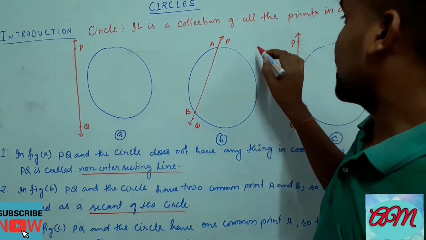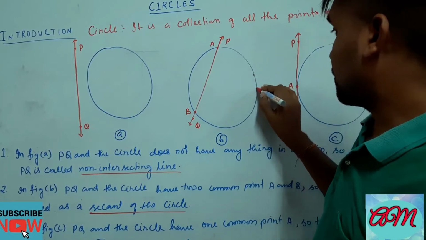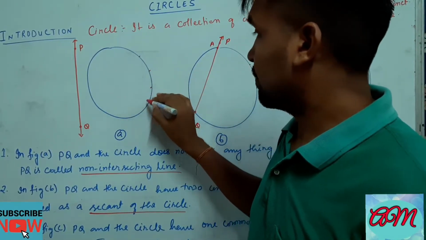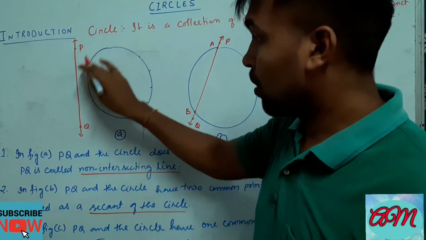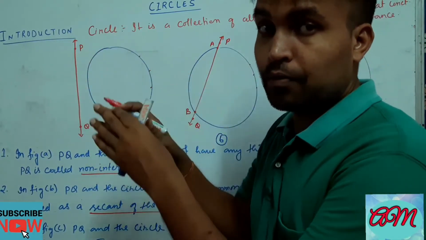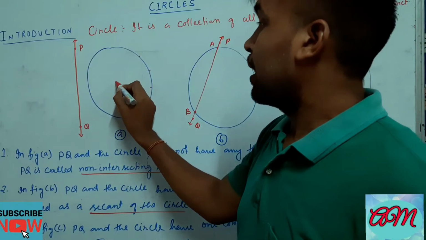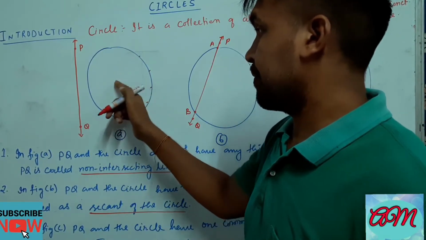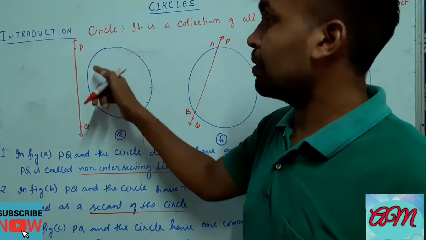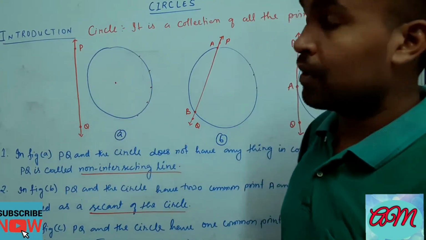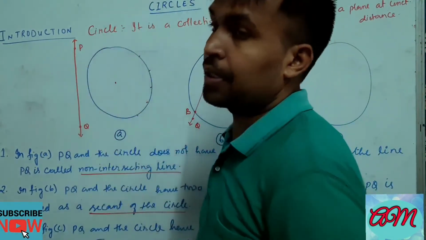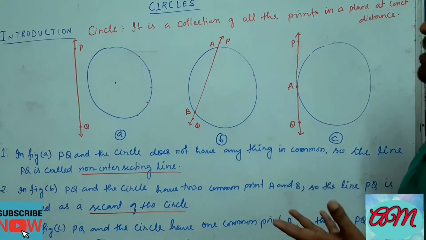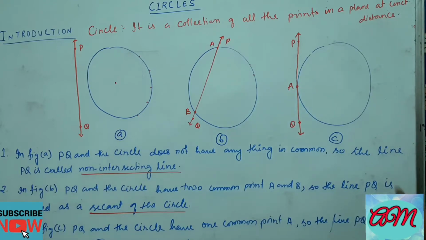Suppose there are different points, for example, 1, 2, 3, 4, 5, 6, 7. These are all points. When we collect these points together at a fixed distance, the distance from here to here, here to here, all the points will be the same. And when we join all these points together, it gives us a circle.